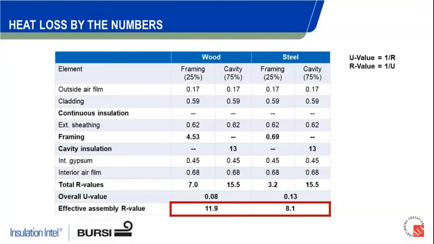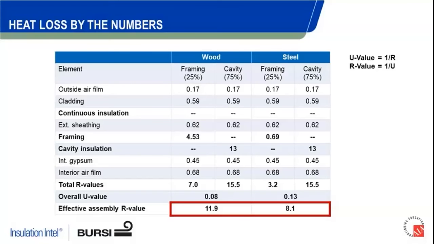And these are all R values. The numbers in this table are all R values, except for one U value calc at the bottom there, which I'll get to in a second. But as we walk down the various components of the wall system, you can see the typical R value associated with those various components. Air film, outside air film, paint, whatever our cladding system is in this case. No continuous insulation on the assembly at this time.